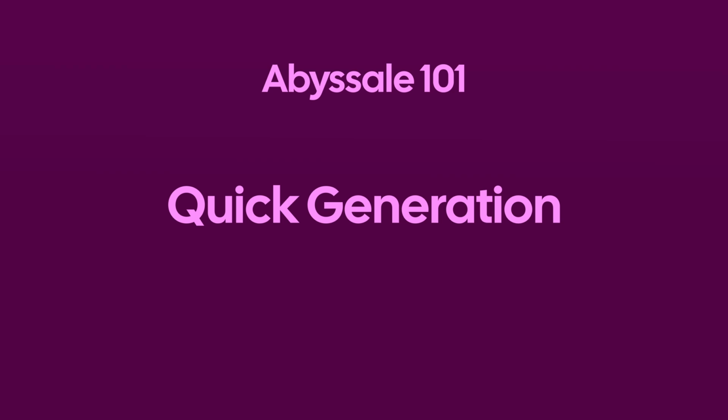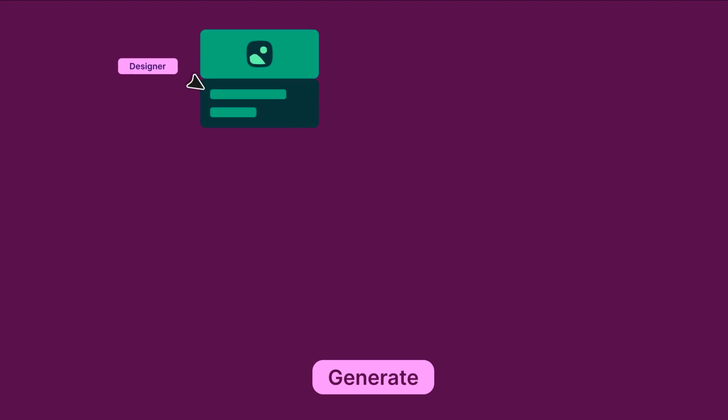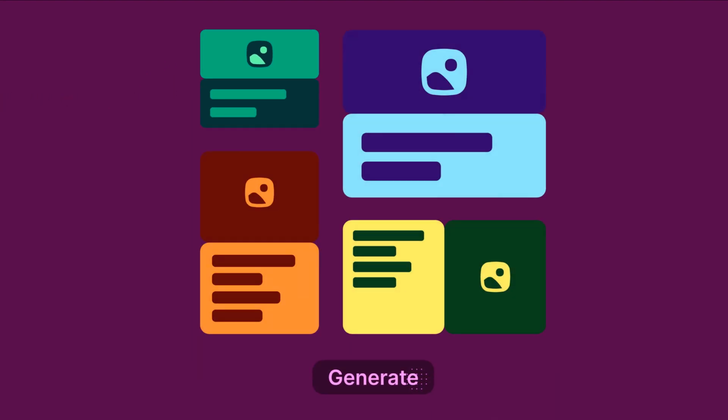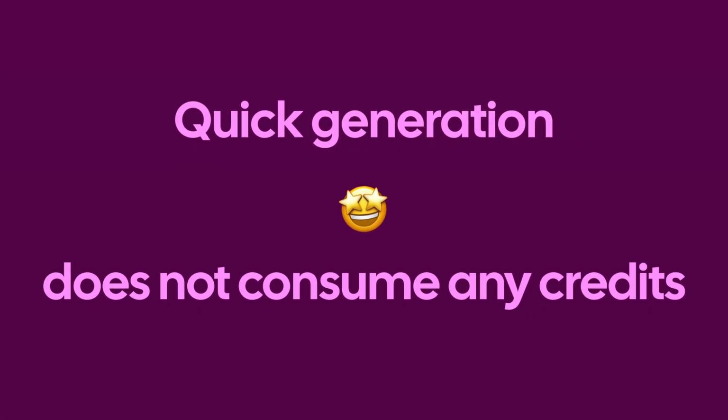Today, I'll show you how to use Quick Generation, a powerful feature that lets you create design variations in seconds. Whether you're adapting visuals for different campaigns or platforms, this is about to become your new best friend. And here's some great news right off the bat. Variations created with Quick Generation don't consume any Abyssal credits, so you can experiment to your heart's content.